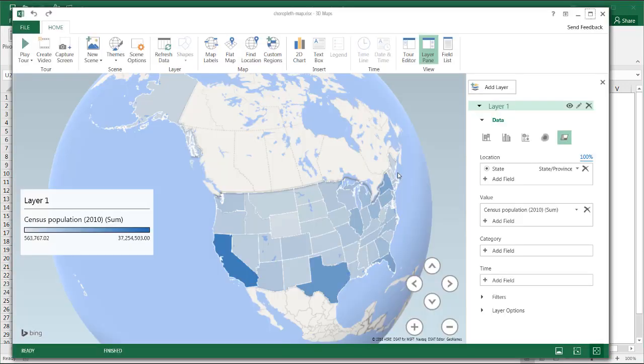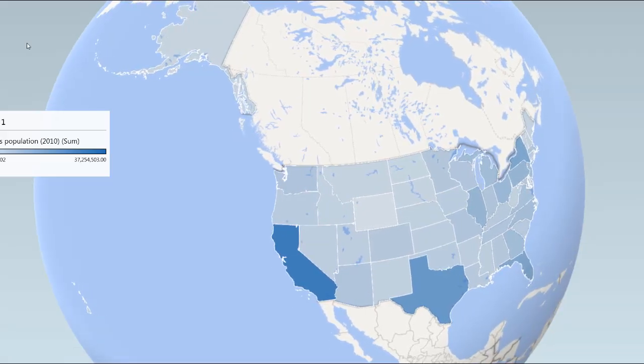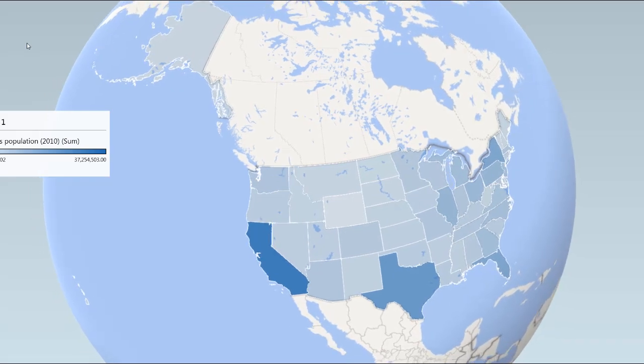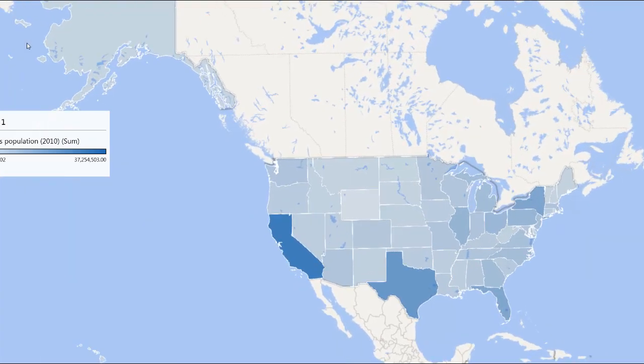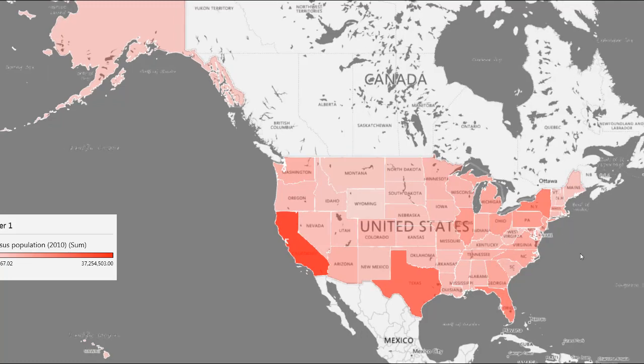So here I have a census population for the United States in 2010. And I'll just play this particular map. What you can see here is the Earth rotates and we have our choropleth map. You can see that California, Texas, Florida, and New York are the largest states. So there's a difference in the shading. It's a darker shade than the rest of the states.